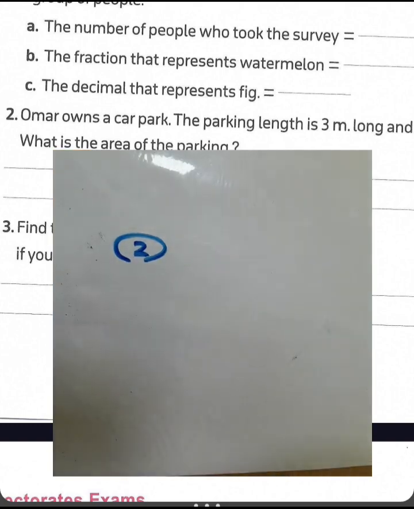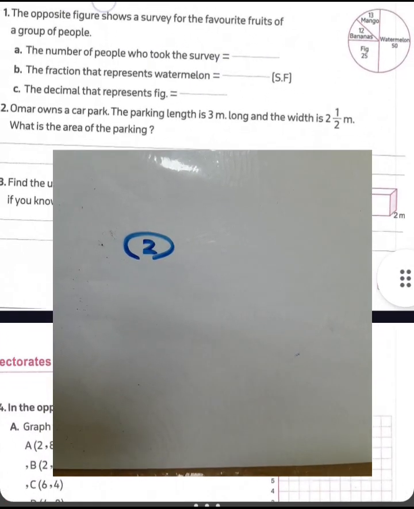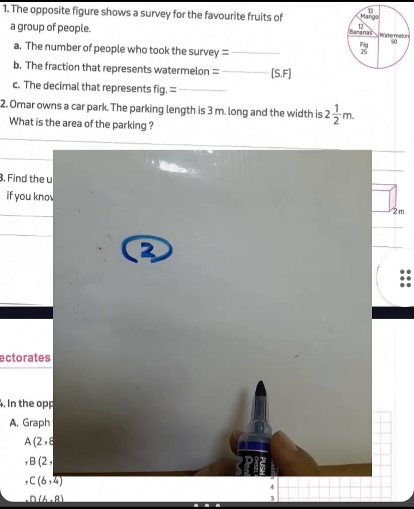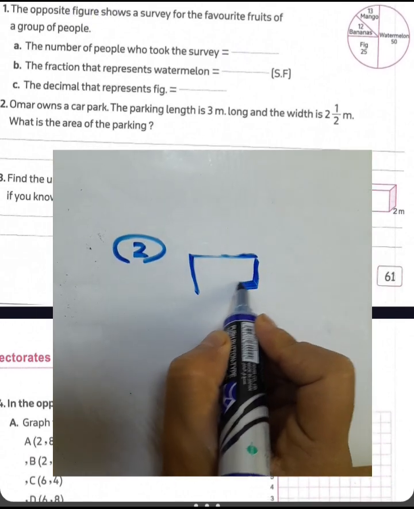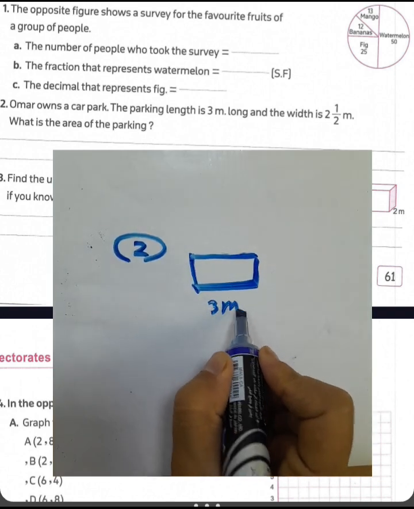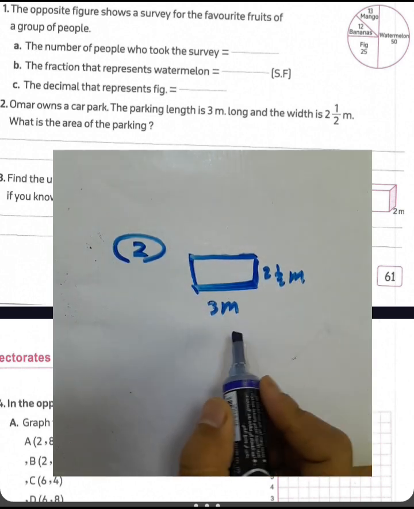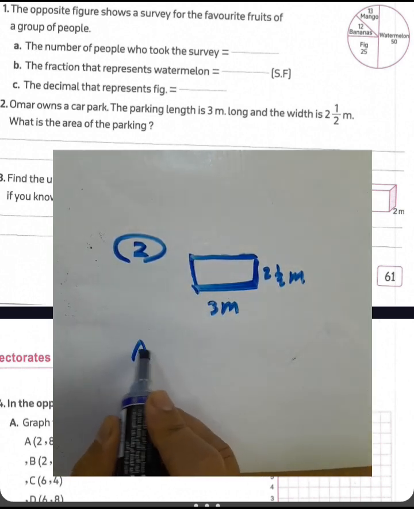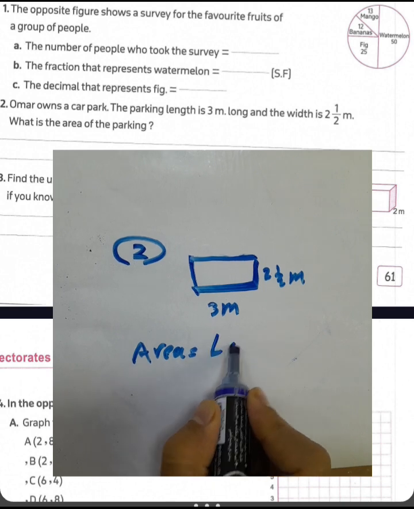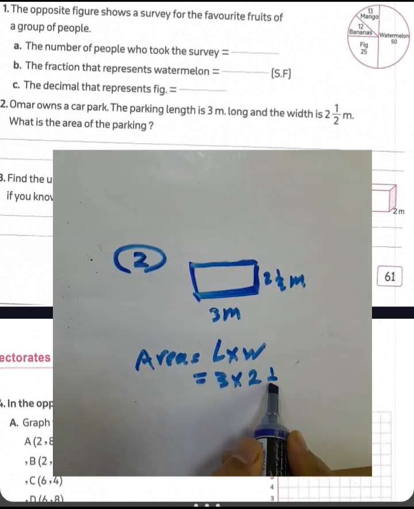Number 2, Omar owns a car park. The parking length is 3 meters and the width is 2.5 meters. What is the area of the parking? The area of a rectangle equals length product by width. Write 3 product by 2.5.